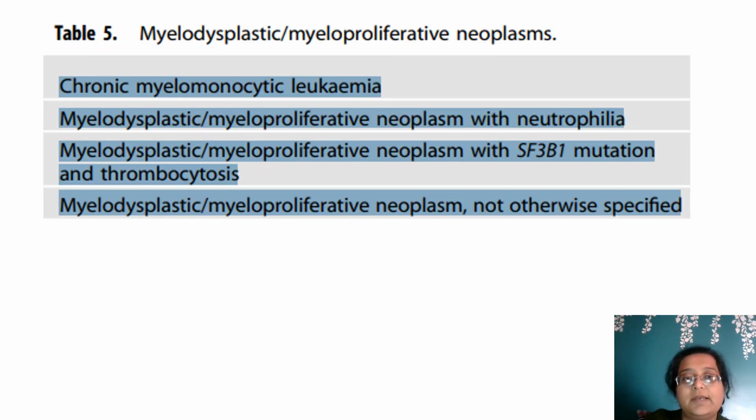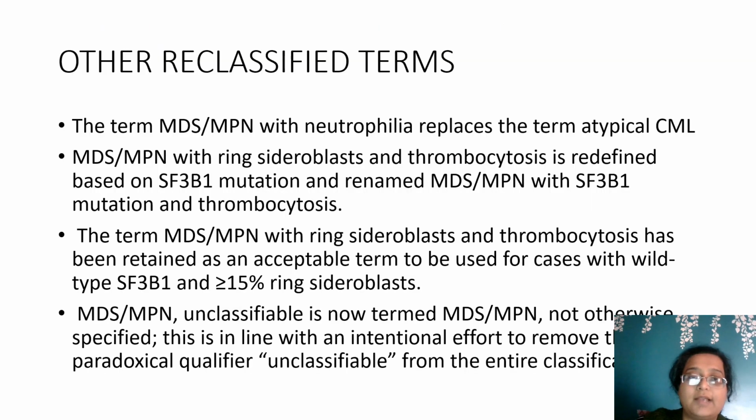So the types are CMML, MDS-MPN with neutrophilia, MDS-MPN with SF3B1 mutation and thrombocytosis, MDS-MPN NOS. Last, the term MDS-MPN with neutrophilia replaces atypical CML. See, it went from CML, MPN, to MDS-MPN. MDS-MPN with ring sideroblasts and thrombocytosis is redefined based on SF3B1 mutation, and renamed MDS-MPN with SF3B1 with thrombocytosis. Ring sideroblasts don't mean it has become MDS; there is also thrombocytosis, so it was put in this group, MDS-MPN.